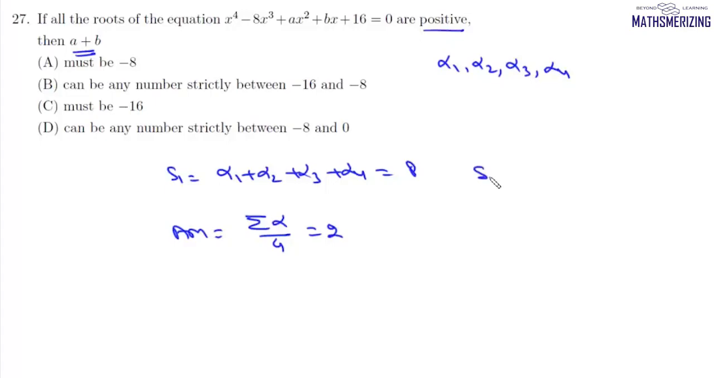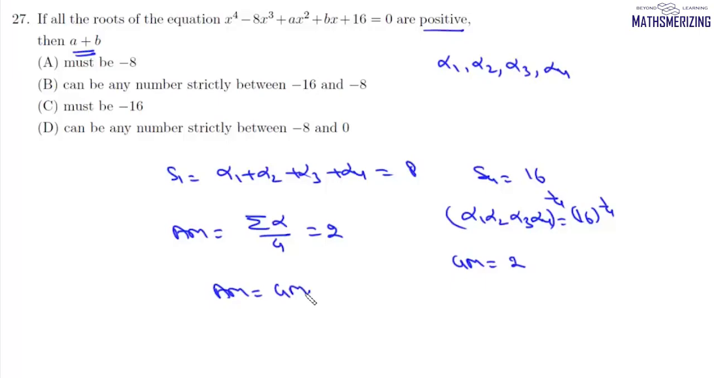We can also find S4, and S4 will be simply 16, which is the product of all the roots alpha 1, alpha 2, alpha 3 into alpha 4. This is 16. And if we take their geometric mean of all the 4 roots, again it is 2. So here for this question, we have this condition that arithmetic mean is equal to geometric mean. And we know that AM is equal to GM when all the numbers are same. So alpha 1 equals alpha 2 equals alpha 3 equals alpha 4. So all the roots are same and they are equal to 2.